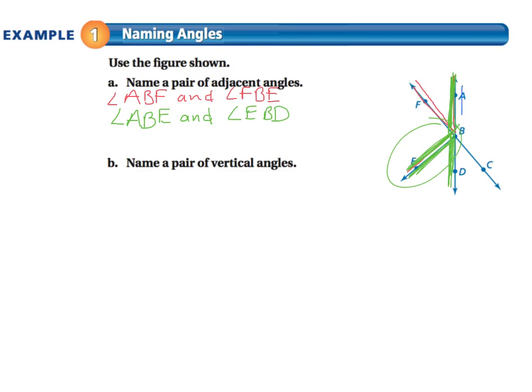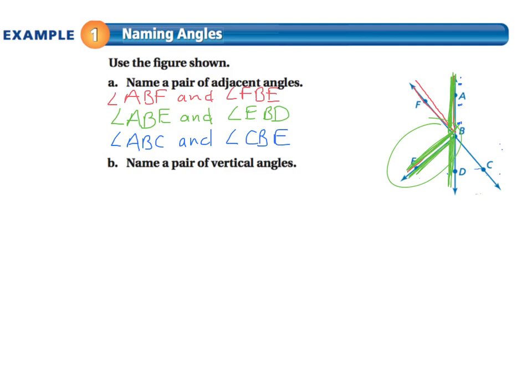Let's find one more. I could say this angle here and this angle. Now there's actually many other answers as well. It's hard to see here, but right there is your common side and vertex. So I could say angle ABC and angle CBE. Any one of those would be acceptable. Now I'm going to erase these.